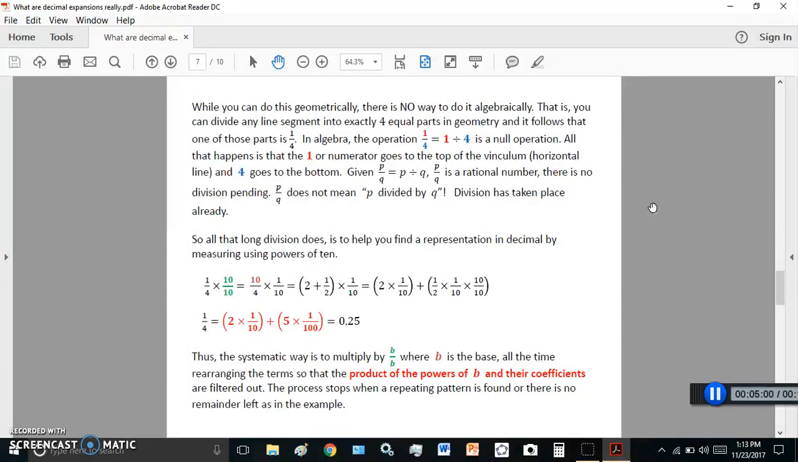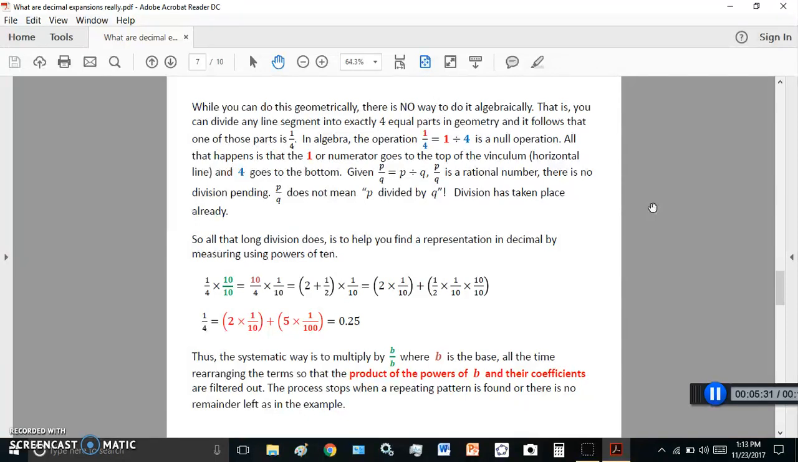Well, you can probably do this geometrically because you can divide any line segment into exactly n equal parts, but you cannot do this in algebra. In algebra, the operation a quarter is equal to 1 divided by 4 is really a null operation. All that happens is the 1, or the numerator, goes to the top of the vinculum, and the 4 goes to the bottom of the vinculum. So P over Q is a rational number. There is no division pending.